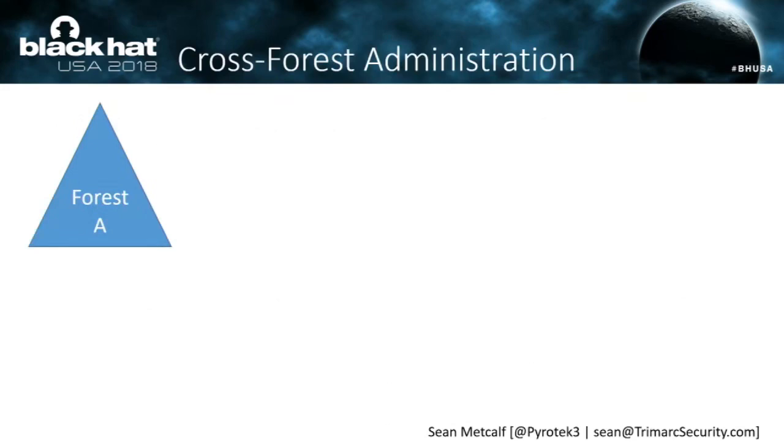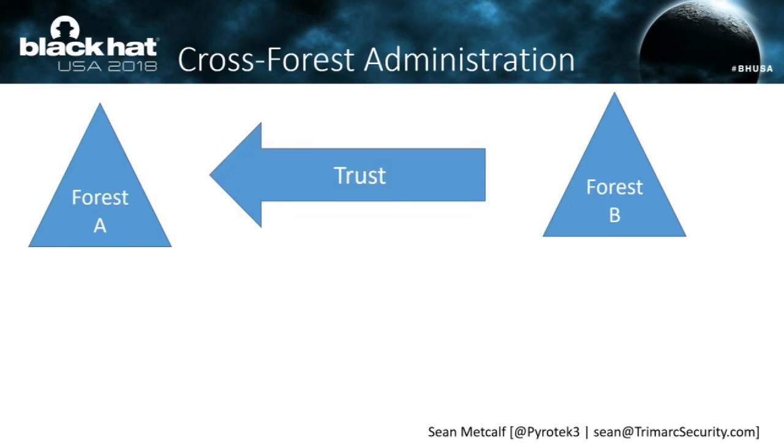administration. We have our forest A because I'm very creative at naming things. We have a forest B because I'm incredibly creative at naming things. So forest A is our production. Forest B is our DMZ environment, our dev test, our external. Doesn't really matter. It's another forest that's not as highly trusted as our production, our forest A environment.